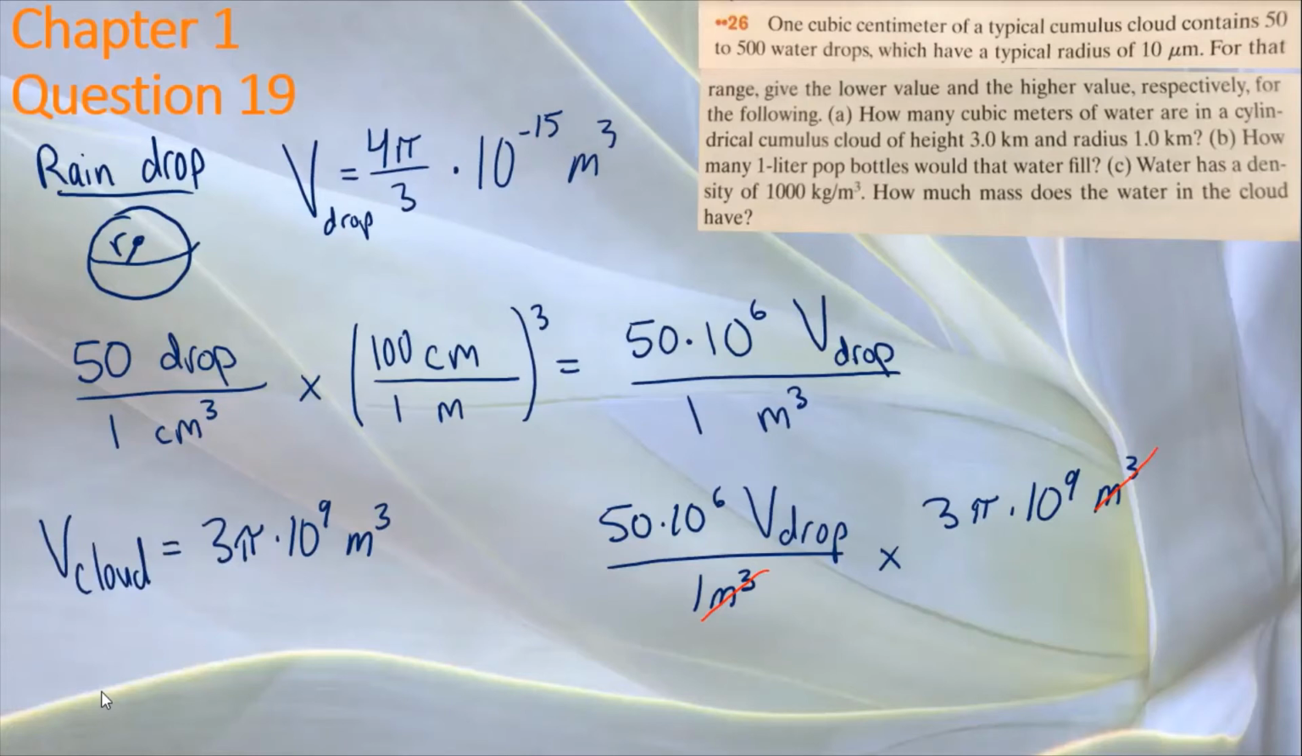By multiplying these numbers together, we can see that the result will be 150 pi times 10 to the 15 V drop per cloud.